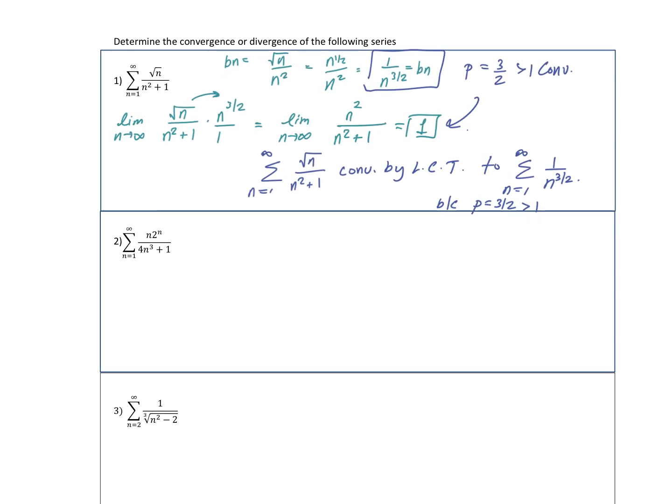For number 2, I would be okay on a test if you just put diverges. If you're really paying attention here, we know that the limit as n goes to infinity of n times 2 to the nth power over 4n cubed plus 1 does not equal 0. So this does not pass the nth term test.